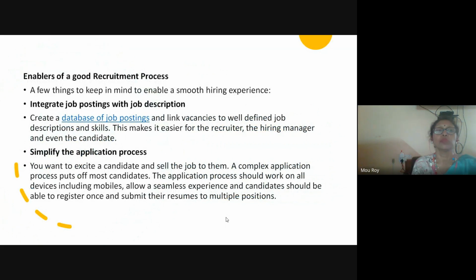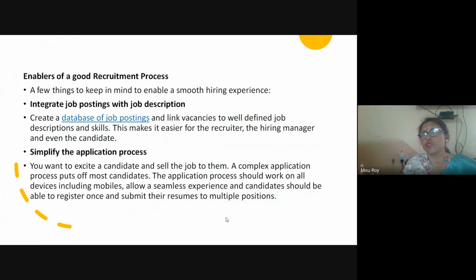Now, what are the enablers of a good recruitment process? A few things to keep in mind to enable a smooth hiring experience. You need to integrate job postings with the job description. Suppose your company is giving an advertisement for a particular position. They need to mention the qualifications required, such as a minimum of 10 years experience in a senior level position.